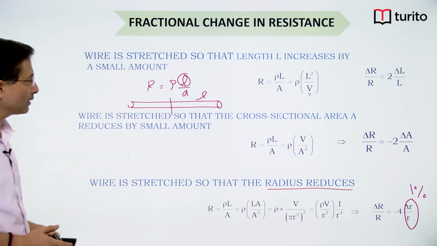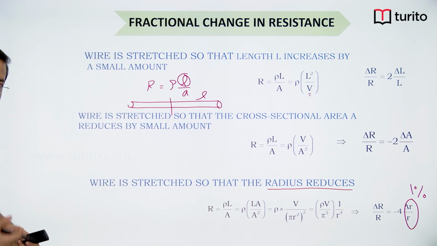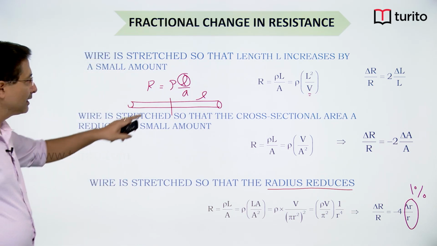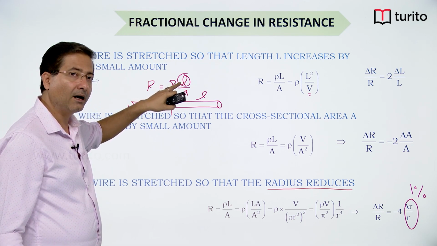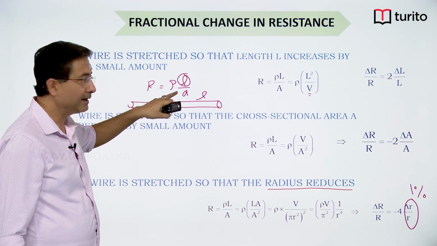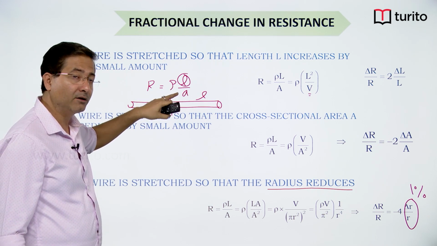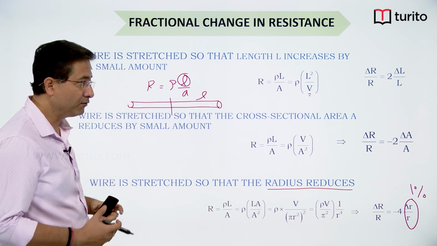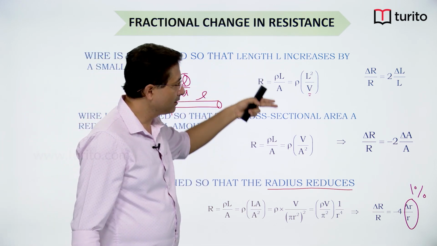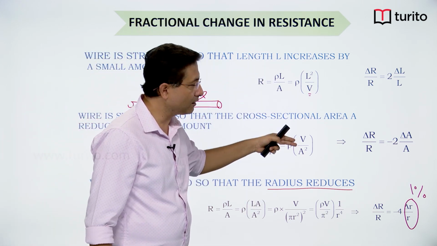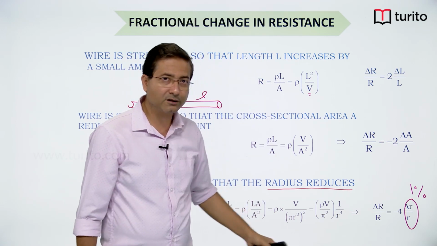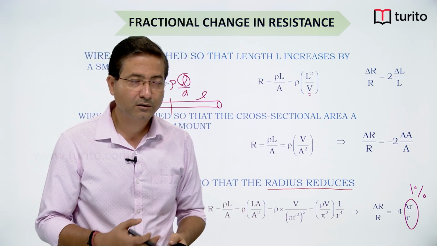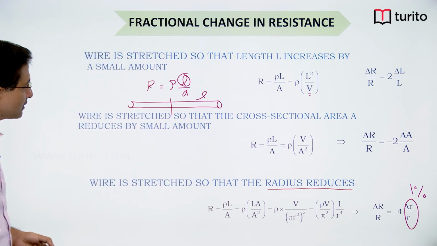So, I hope the formula is clear. R is equal to rho L upon A. L is the length along the current, A is the area perpendicular to the current, and if we are stretching the wire, we can relate any of the physical parameters with the resistance by keeping volume constant. So, this whole thing is clear. Let us move to the next one.